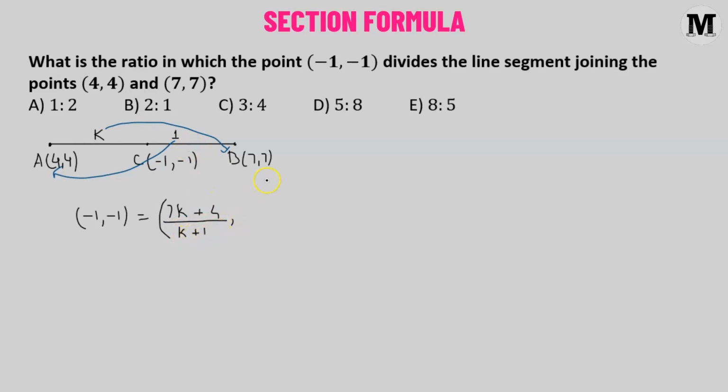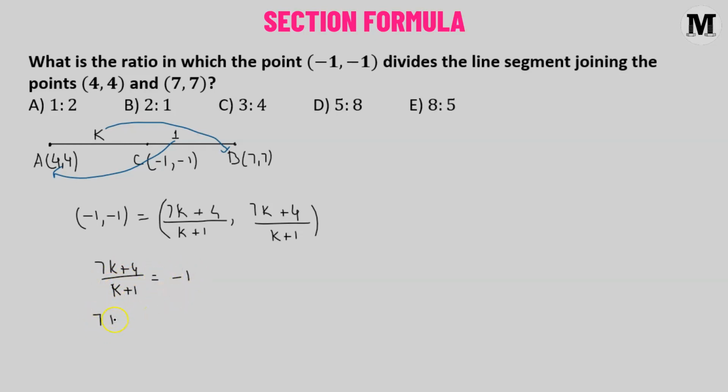Coming to the y coordinate, we'll multiply K with the y coordinate of B. So that's going to be 7K added to 1 times the y coordinate of A, which is 4 as well, divided by K plus 1. So we're going to equate both of them. So we have 7K plus 4 divided by K plus 1 equals -1.